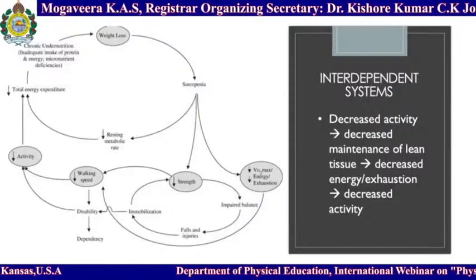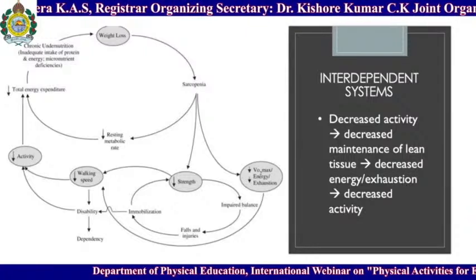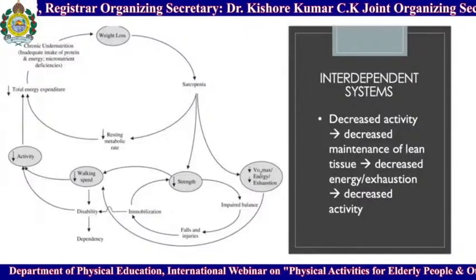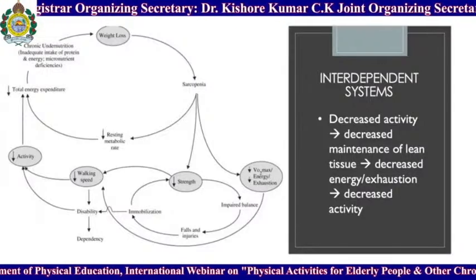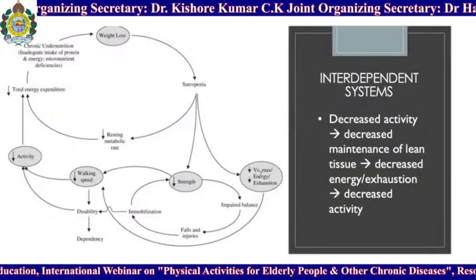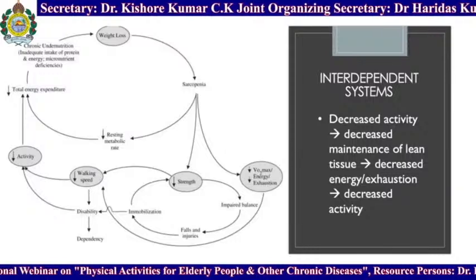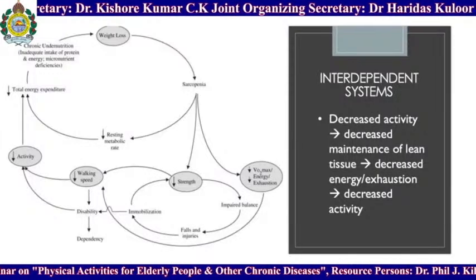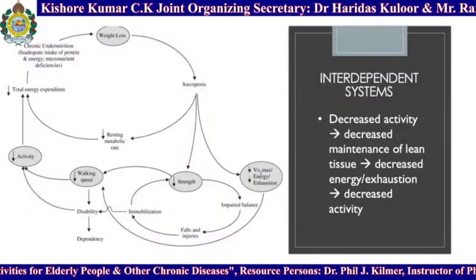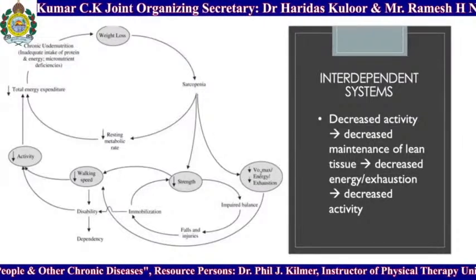Decreased activity, as you can see on the left, means that we're going to have a decreased maintenance of lean tissue, so we're going to have weight loss. We're going to have sarcopenia because we're not utilizing or stressing the musculature so that it can be maintained. And maybe they're not eating enough as well. That leads to decreased energy, the feeling of fatigue and exhaustion. That exhaustion means our patient will be walking slower, and they're just not going to do as much because they feel exhausted. So again, these are very interdependent, interrelated systems.